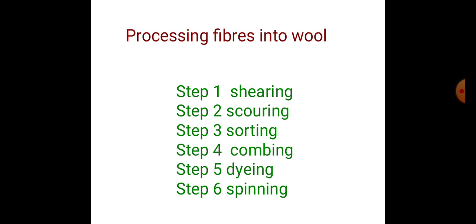Step 1 is shearing. The process of removing hair from the body of sheep is called shearing. It is done by machine or with a large razor. Remember students, shearing or removing hair does not hurt the sheep because the uppermost layer of the skin of sheep is dead. It is done in early summer so they do not feel the heat of summer, and before winter the hair grows again and protects them from cold.